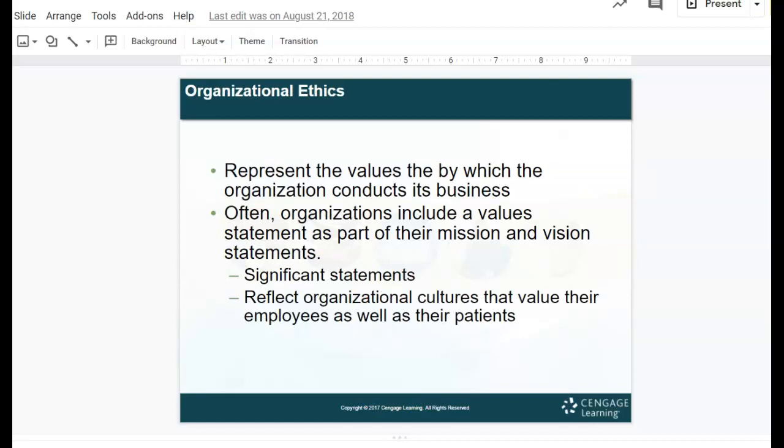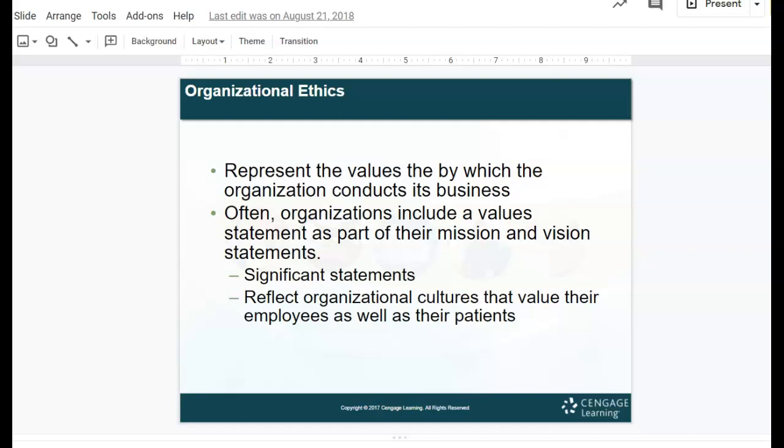Something that comes up in your chapter a lot and that I really want you to pay attention to is organizational ethics. I give this example because Ohio Health, for instance, they have the circle, and in the circle, there's all these different components that speak to their creed, their code of ethics and how they function. And I encourage you to check that out sometime if you're not familiar with it. But that is their organizational ethics.